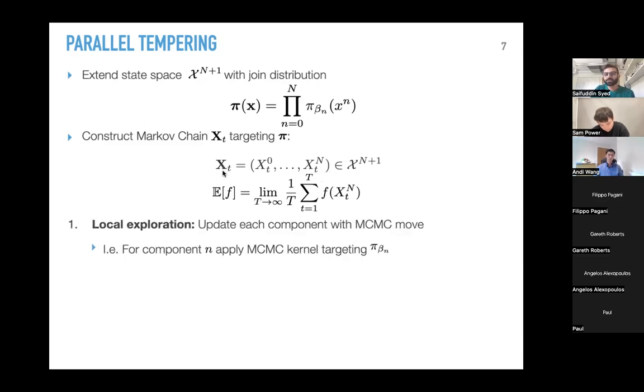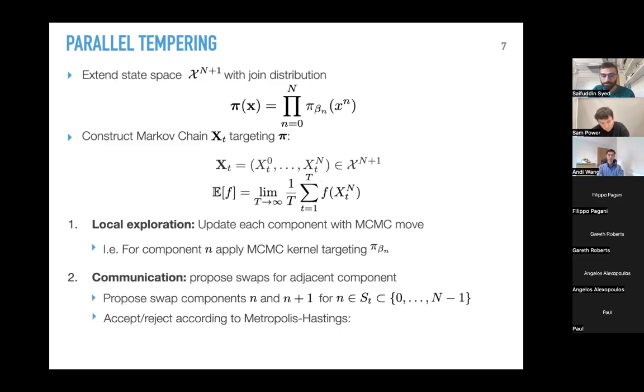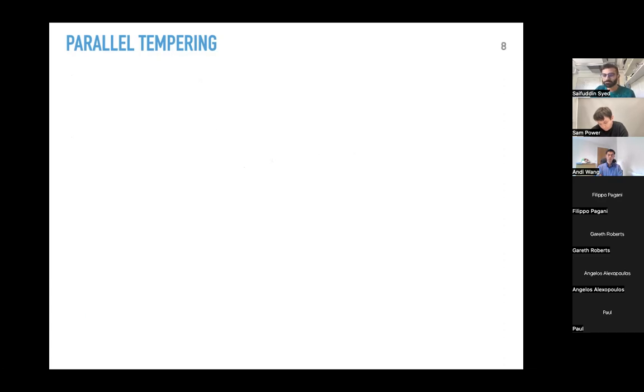So we're going to construct this x_t in a two-step procedure. We're first going to perform a local exploration move, which corresponds to updating each component according to your favorite MCMC algorithm. This is all done in parallel and independently of each other, and this is the problem-specific component. The communication step is where parallel tempering becomes parallel tempering. That's where the independent components are allowed to interact with each other. What we mean by interaction is that we're going to propose swaps between adjacent components, and we're going to accept or reject according to a Metropolis-Hastings correction.